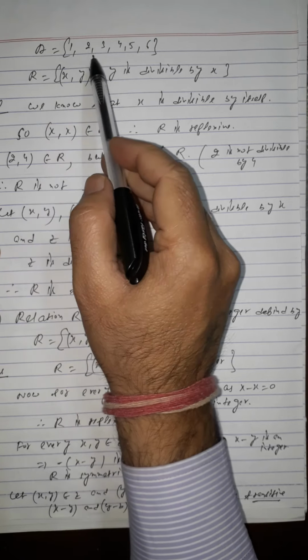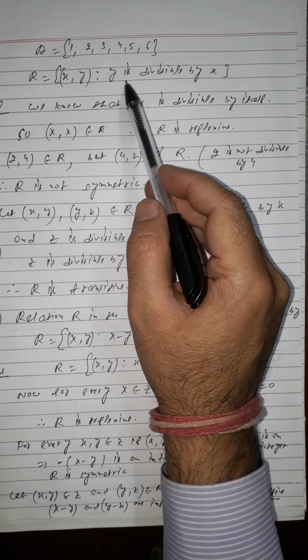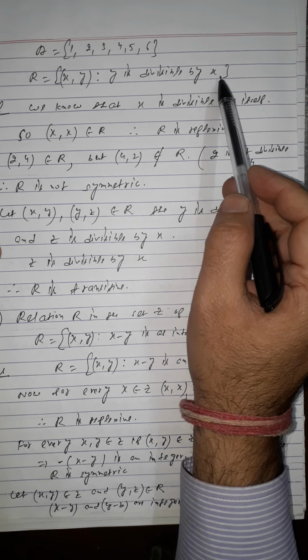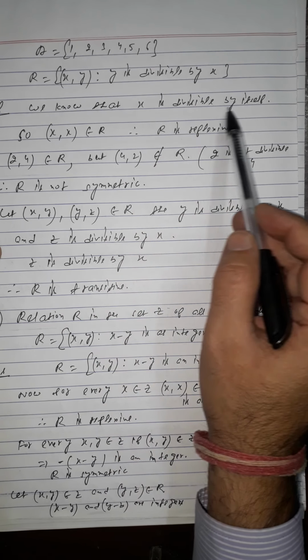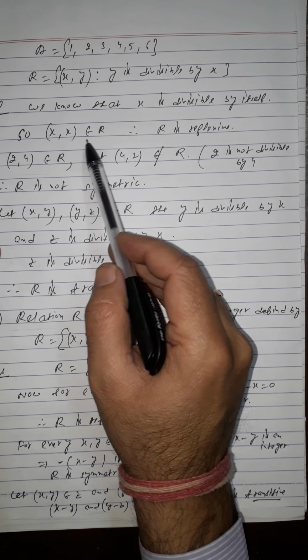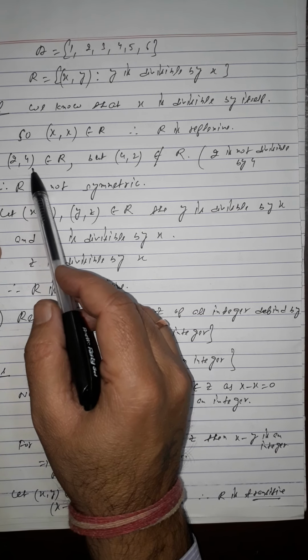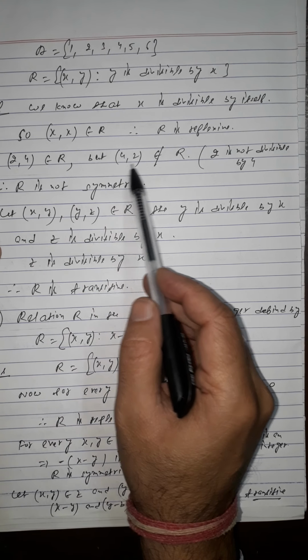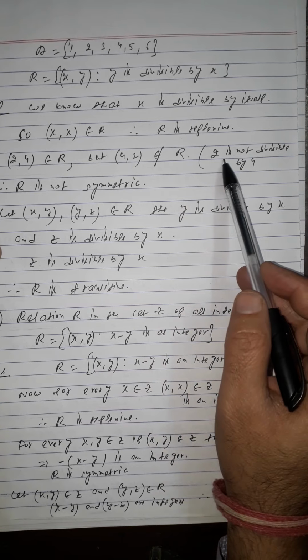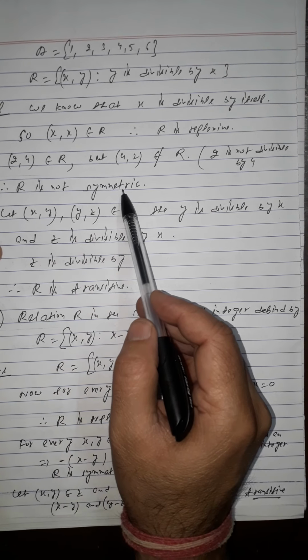That is A equal to {1, 2, 3, 4, 5, 6} and R such that (x, y) where y is divisible by x. We know that x is divisible by itself, therefore (x, x) belongs to R, and by the definition, students, we can say that R is reflexive. (2, 4) belongs to R, but (4, 2) doesn't belong to R because 2 is not divisible by 4. Therefore R is not symmetric.